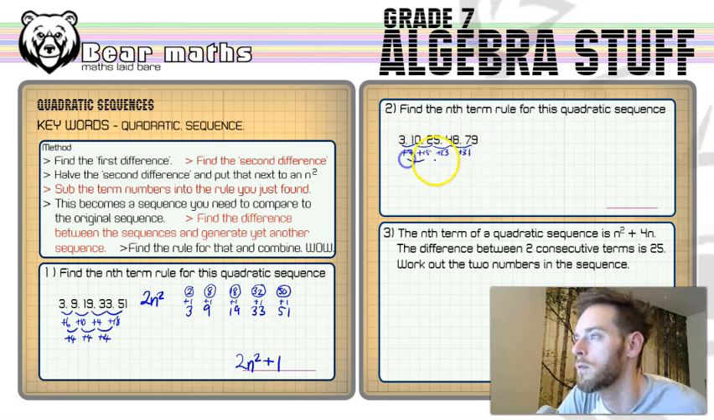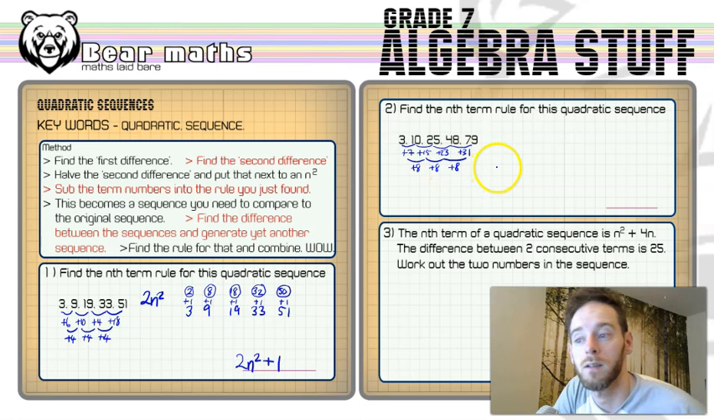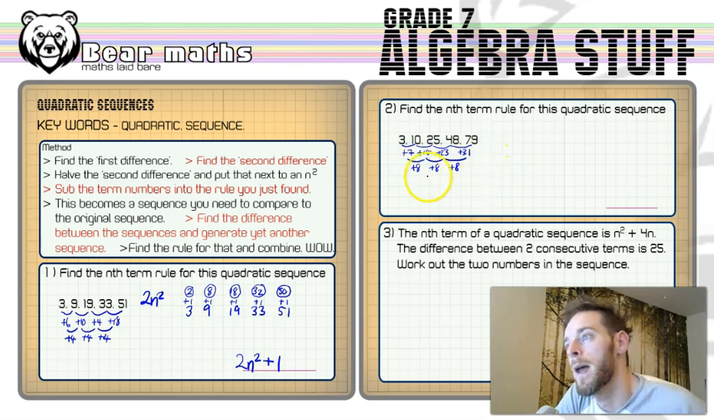Right, so hopefully I've done my taking away correctly. I'm never a fan of taking away. But the difference between 15 and 7 is a positive 8. And the difference between here and here is a positive 8. And the difference between here and here is a positive 8. So I've done something right. Anyway. Now, what we do is we half that number, and we put it next to an n squared.